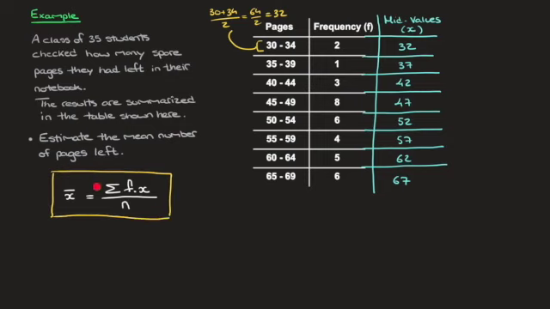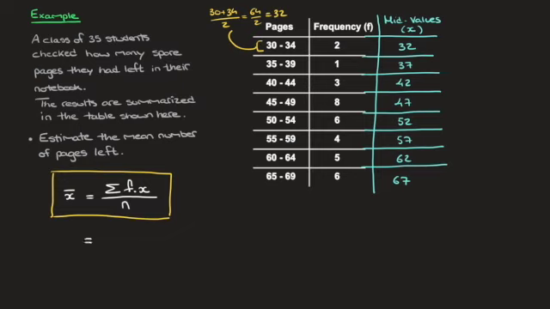Now, if ever you find this notation a bit confusing, here's what this means. On the numerator, we need to multiply each of the frequencies with its corresponding x value, so 2 times 32, 1 times 37, and so on and so forth, and add all of those results together. Another way of saying that is we need to multiply each frequency by its corresponding mid-value and add all of those together. Then, this denominator n is telling us to divide the result we get by the total number of values, so in this case, the total number of students.